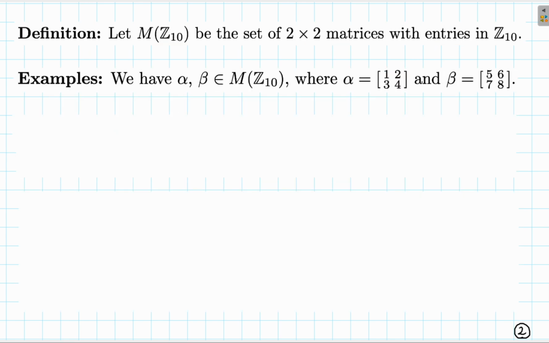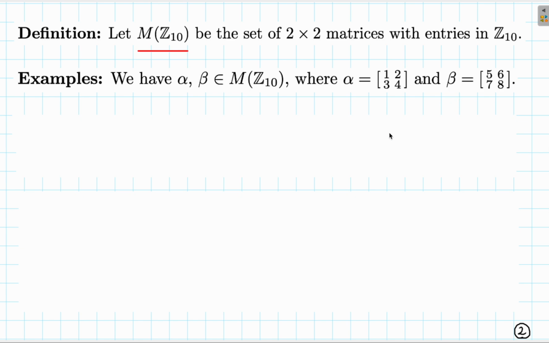Now, just like we did with permutations in the previous lesson and symmetries the lesson before, we are going to collect all 2 by 2 matrices with entries in Z10 and put them in a set. That set will be called M of Z10, M for matrices. For example, we have alpha and beta, which are elements of M of Z10. That means they're 2 by 2 matrices with entries in Z10. Alpha might look like 1, 2, 3, 4, and beta might look like 5, 6, 7, 8. And so that's M of Z10.